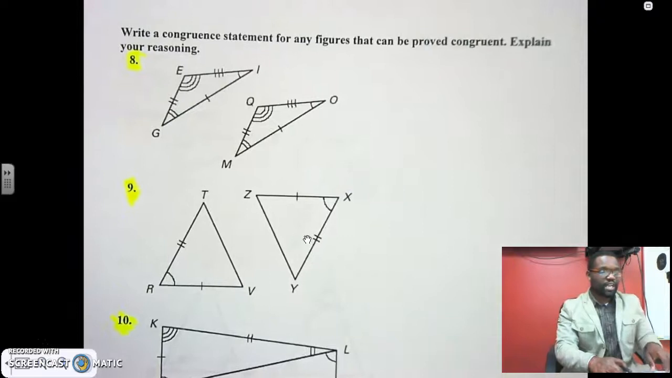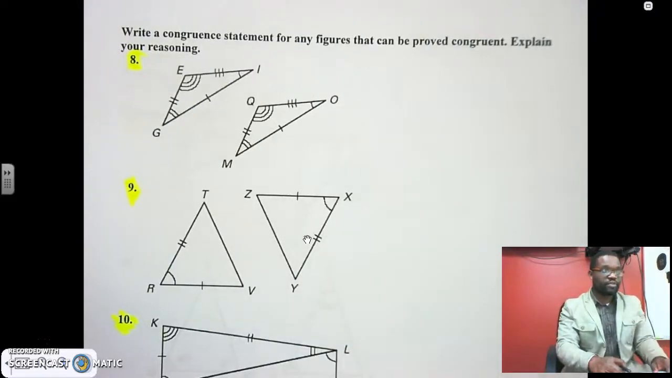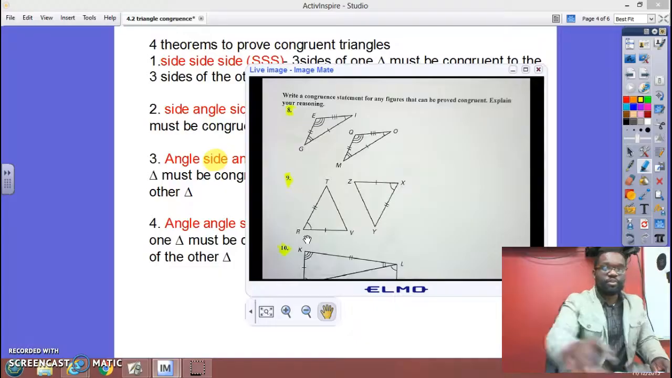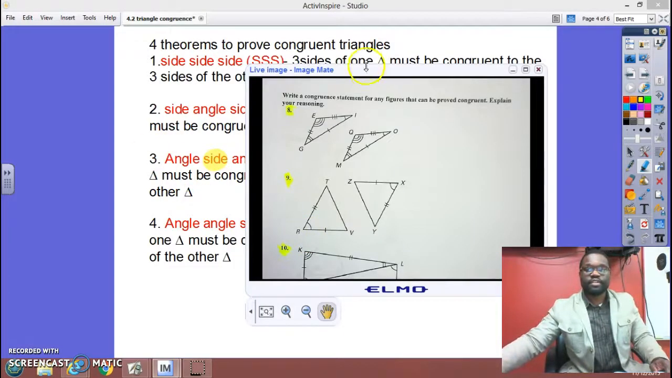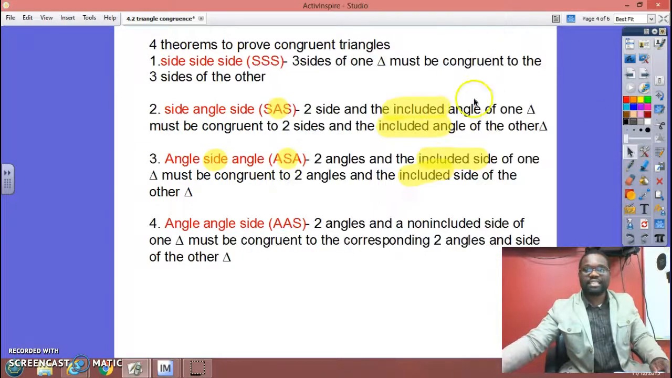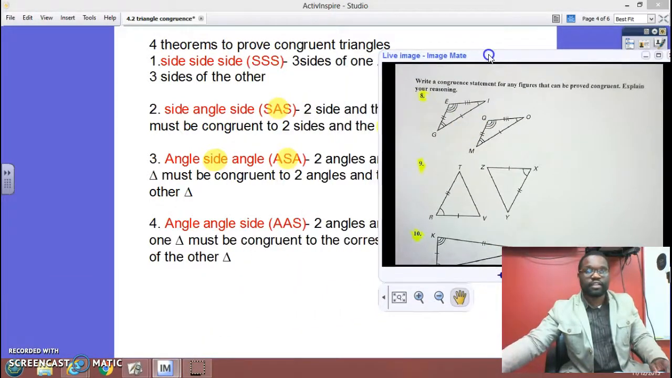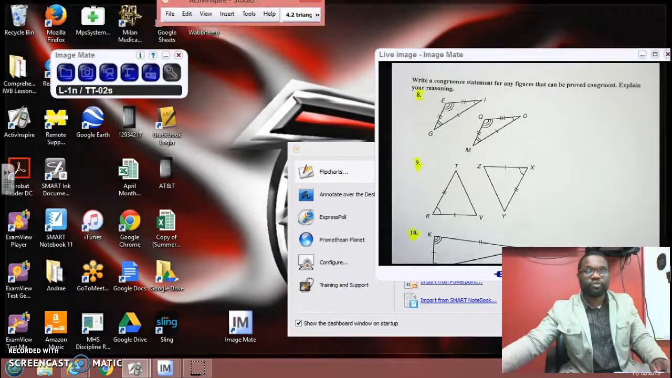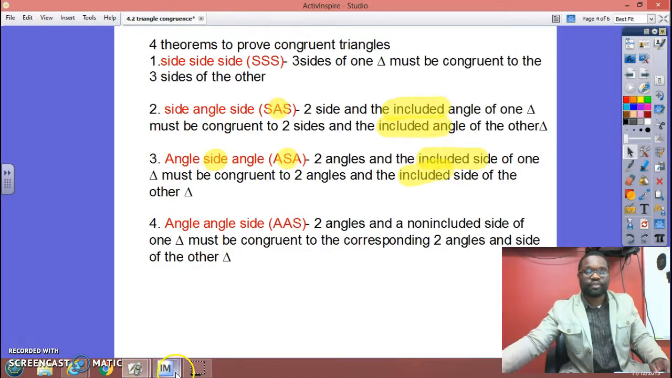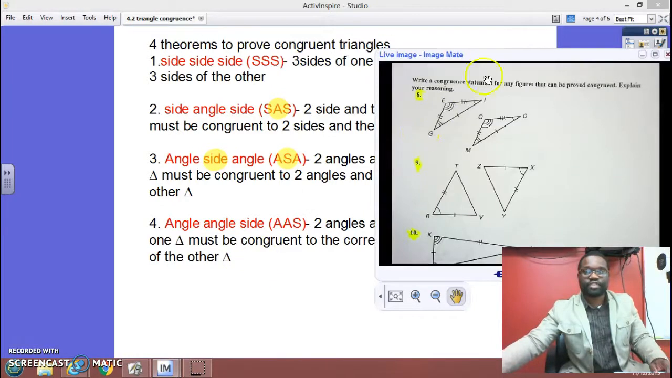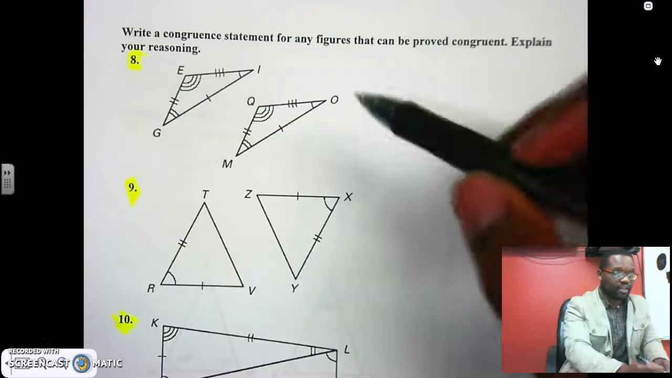Write a congruence statement for any figures that can be proved congruent. Explain your reasoning. Now, you need to remember this stuff right here. You need to keep in mind all these ideas right here, okay? We need to know these. We need to have them in the back of our mind because I'm going to do some of this. Well, you got it written down, so I'll just let you have it.